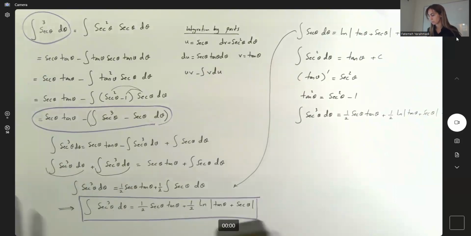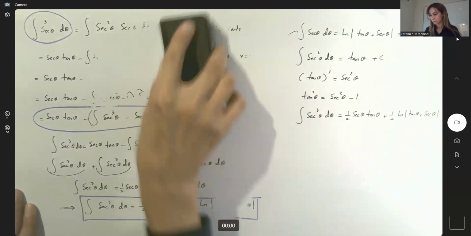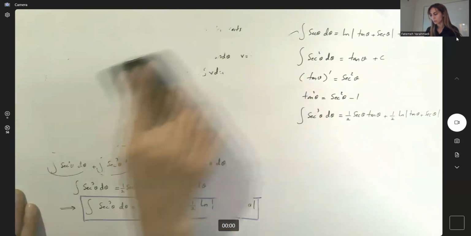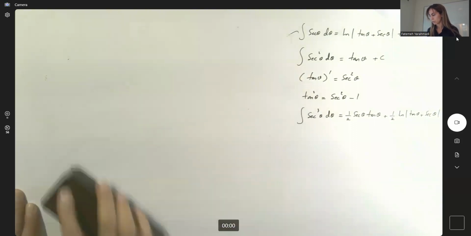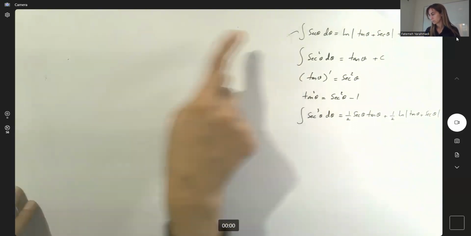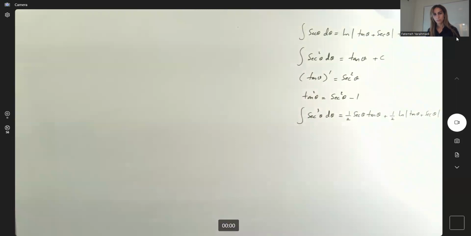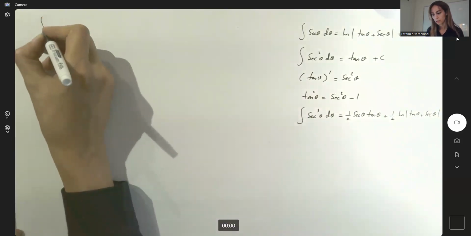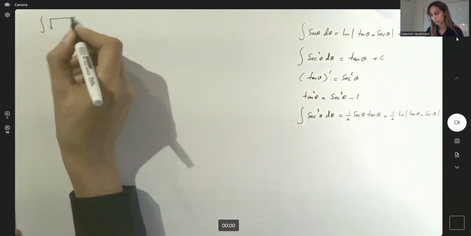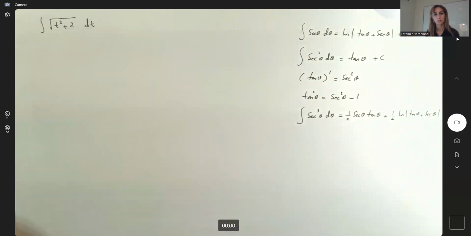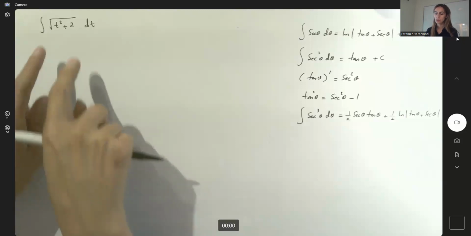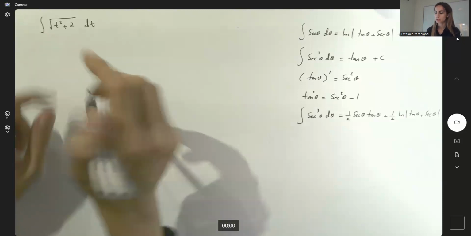I'm going to erase this part of the board. I'm going to ask you to find the following integral. So here, I give you the integral of square root of t squared plus 2 dt. The very first thing you're going to do, you're going to apply trig substitution.